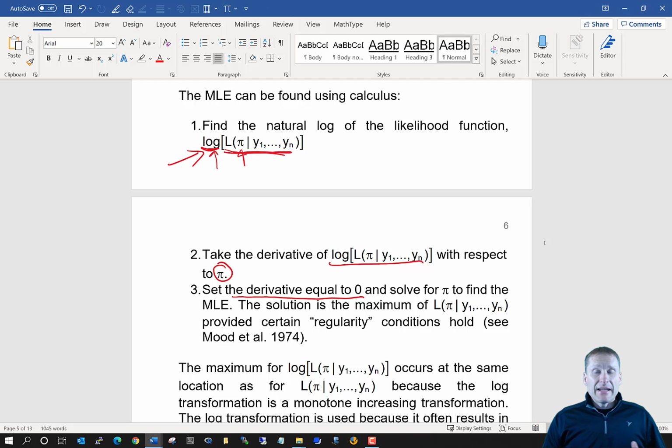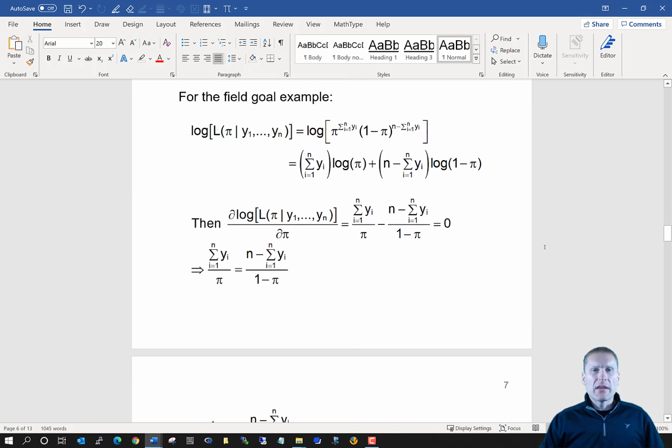The solution is the value of pi that will maximize this likelihood function, provided certain general regularity conditions hold. You don't worry about those for our class. They will always hold for us. And do note that this ends up being the maximum rather than, let's say, the minimum, because of how we end up working with probability distribution. So in calculus, you'll learn, okay, this will either be a maximum or minimum. For us, it will always be a maximum. Okay, so let's actually go through then the details of using calculus here relative to this likelihood function.